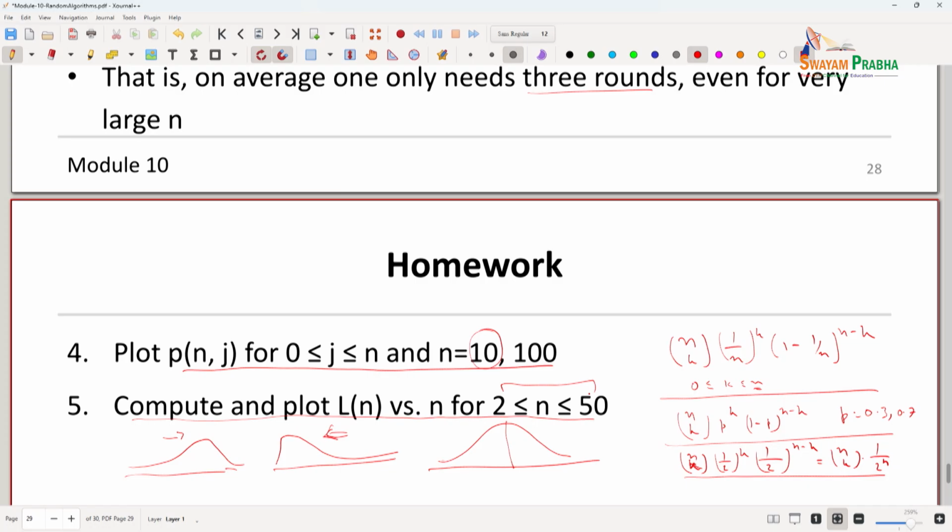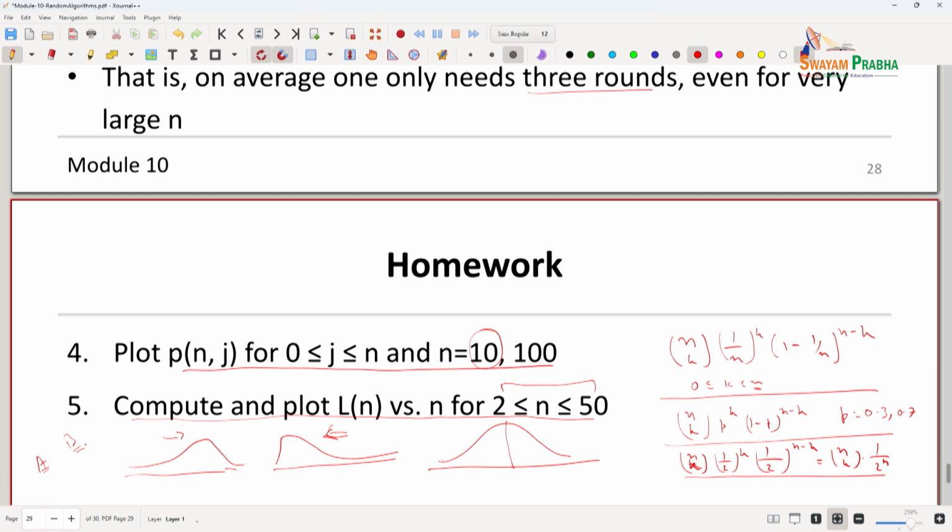Head or tail. So if there are two people, A and B, running in an election, we toss a coin. If a head comes, A wins; if a tail comes, B wins. The coin is a fair coin.